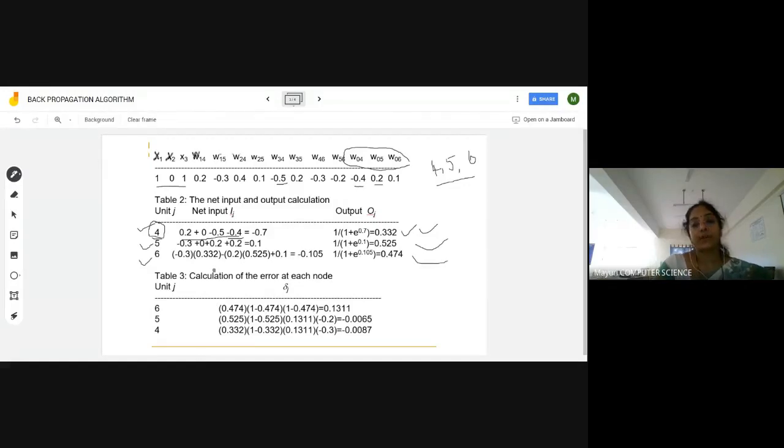Now forward propagation is over. I have calculated outputs at 4, 5, 6. Now I need to back propagate. While back propagating, I need to calculate the errors at each node. Since I am at 6 right now, first I have to calculate the error at the output. Then I can go for calculating the error at my hidden layer units, that is 5 and then 4.